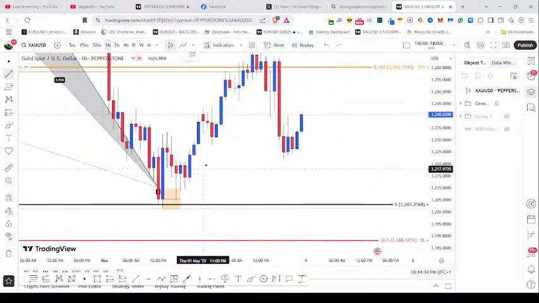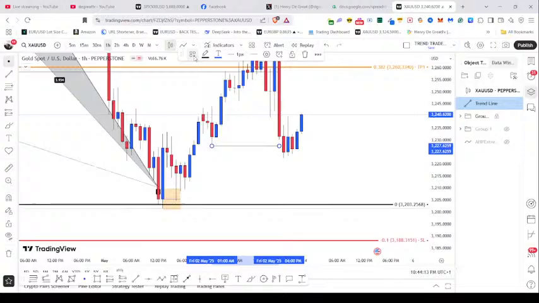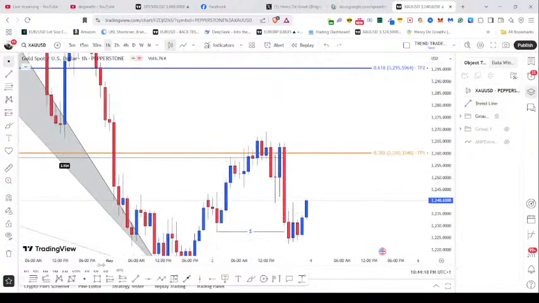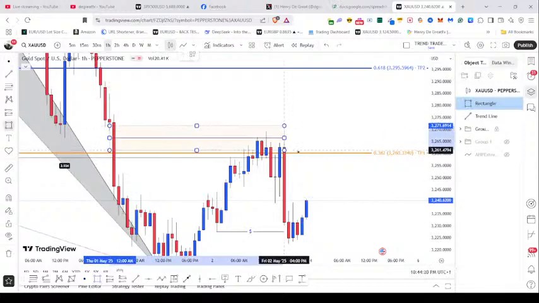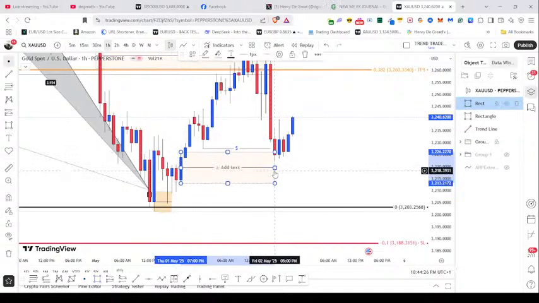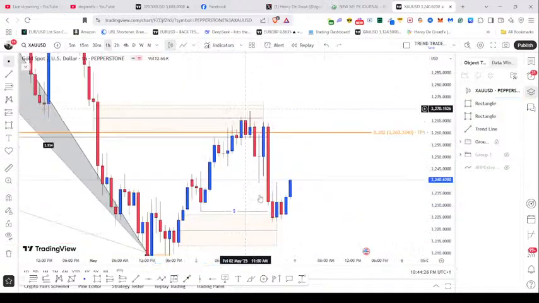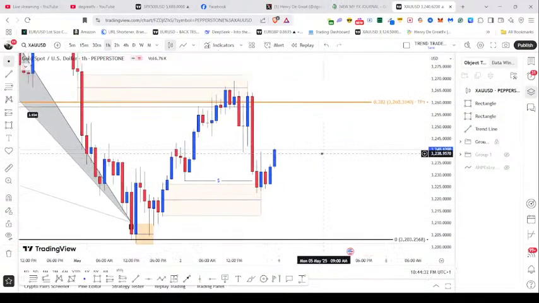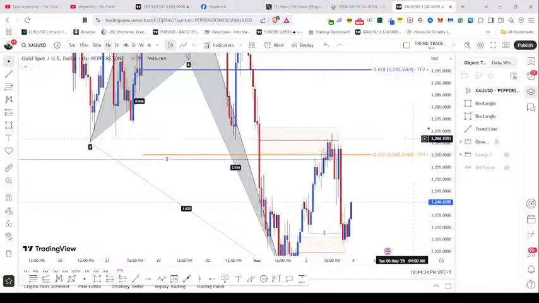Price came back, took out this inducement. I think we had what we call a supply to demand flip. Well, this is a level of supply, and then price came back into this level of demand, which is the order block. So we had this supply to demand flip type of entry, and that was all we had here. So still very good, looking very sharp.